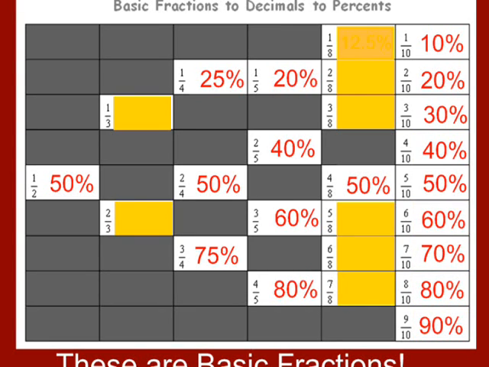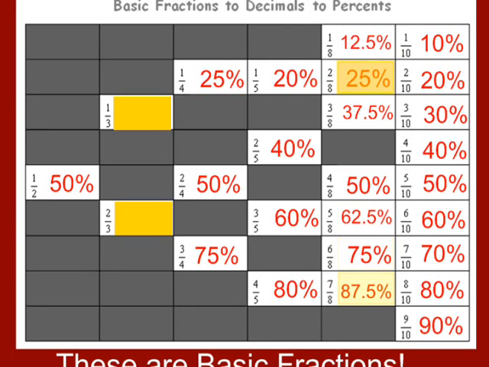And then, of course, your eighths. 1/8 is 0.125, so that'd be 12.5%. 3/8 is 0.375, so that'd be 37.5%. So these are all your basic fractions, which you could easily mentally turn into percents. All right, let's look at a few examples.